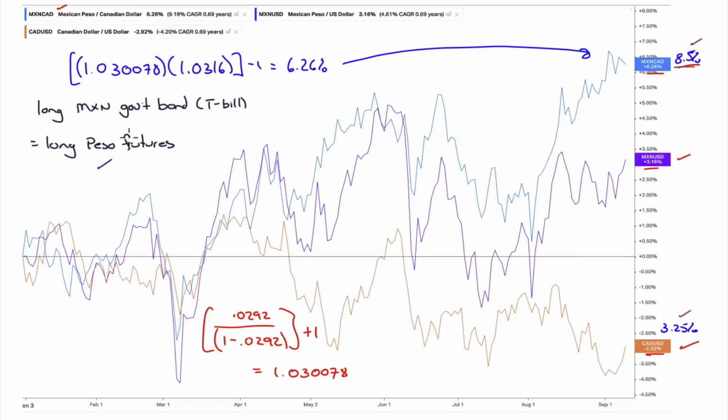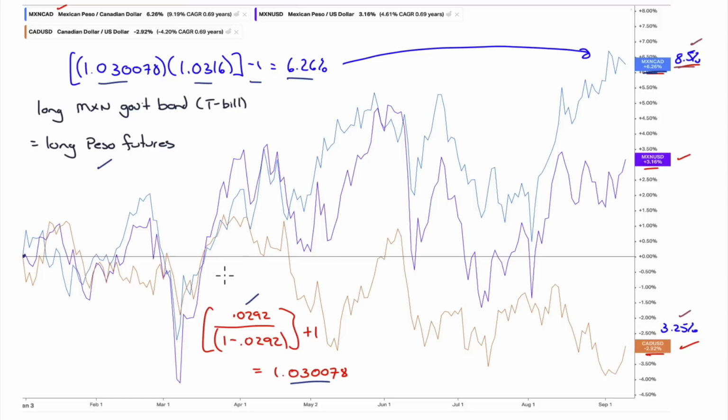But long peso futures. How we get to the 6.26 from these numbers is quite simple. This is down 2.92%, so it is 2.92% over 1 minus 2.92%. Add back 1, you get 1.03. Take that, add 1 to the 3.16, multiply the 2, subtract out the 1. There's your 6.26, if you're wondering how to eliminate the US dollar in the middle of all that. This is year to date.